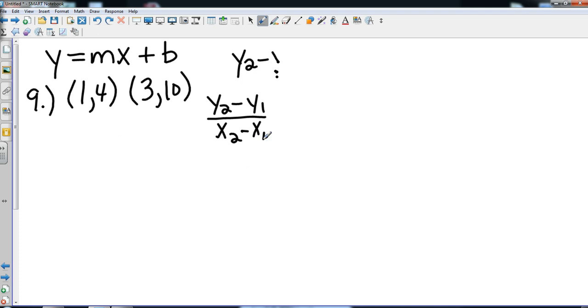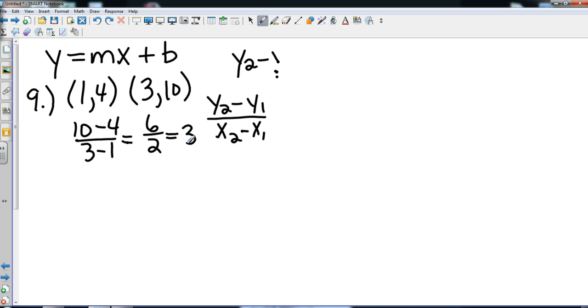Okay. So what's the y value of my second point? 10. What's the y value of my first point? 4. So I've got 10 minus 4. What's the x value of my second point? 3. X value of my first point? 1. What's 10 minus 4? 6. 3 minus 1? 2. What's 6 divided by 2? 3. So my slope is 3.